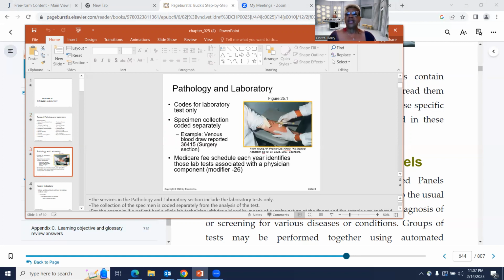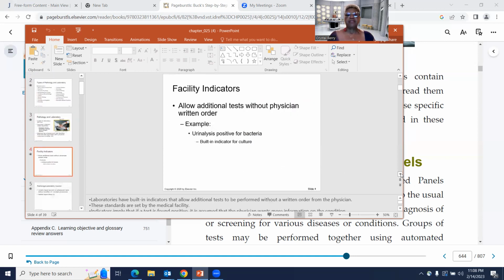Next, pathology and laboratory, where here is that diagram again for figure 25.1. Codes for laboratory tests only. Specimen collection is coded separately. Example, venous blood draw reported 36415, surgery section. Specimen collection is coded separately. In the pathology and laboratory section, codes are for laboratory tests only. The Medicare fee schedule each year identifies those lab tests associated with a physician component modifier 26. Remember that session when you learned about the modifier.